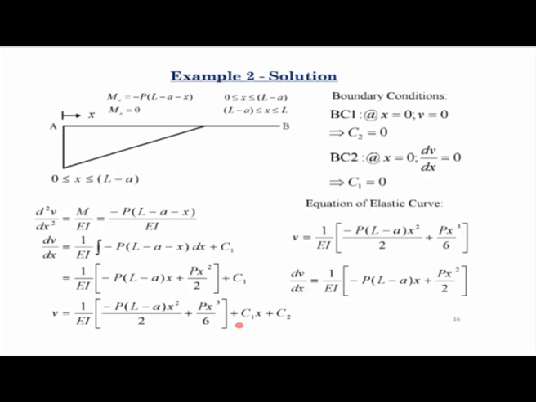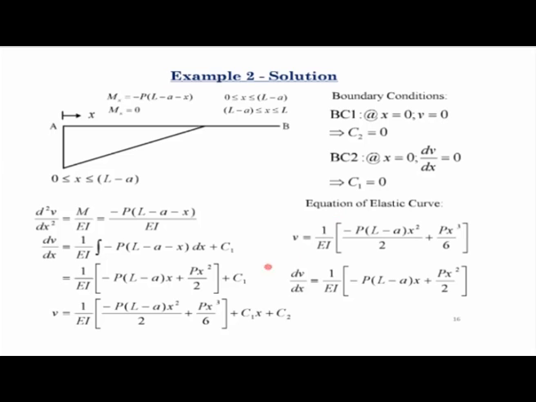Now, what are the boundary conditions that you need to solve for these constants of integration? At x equal to 0, this is a fixed end, so the deflection is 0 and the slope is 0. So you get two boundary conditions. At x equal to 0, v is equal to 0. If you put x equal to 0 on the right hand side and v equal to 0, you get c2 equal to 0. The second boundary condition is at x equal to 0, that is at this left end, dv/dx is equal to 0. You put x equal to 0 in this equation, and on the left hand side dv/dx is 0. That will give you c1 is also equal to 0.